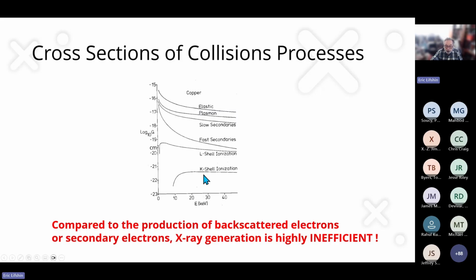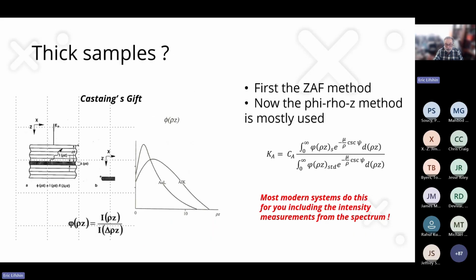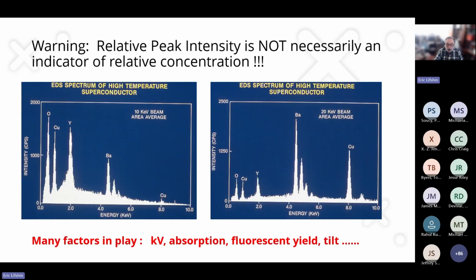The main point I want to make is here's K-shell ionization. It's about 5 orders of magnitude less. So even though you can produce lots of backscatter electrons, lots of secondary electrons, you may not be getting a lot of X-rays. The relationship between K and C, I don't have the time to talk about this, is done for you automatically. And I just want to make a couple of additional comments and we're almost done.